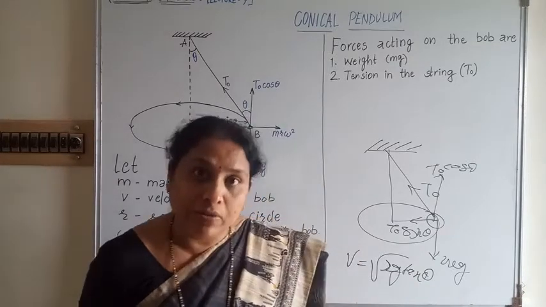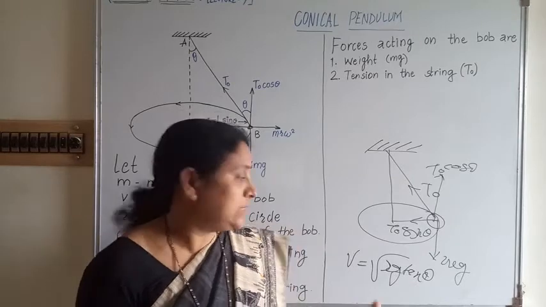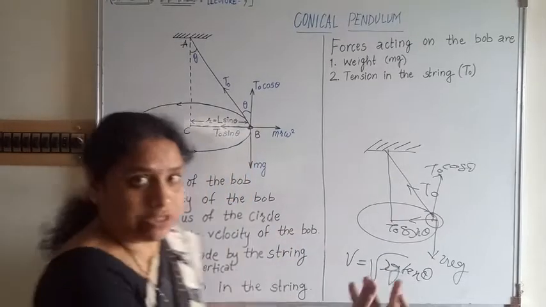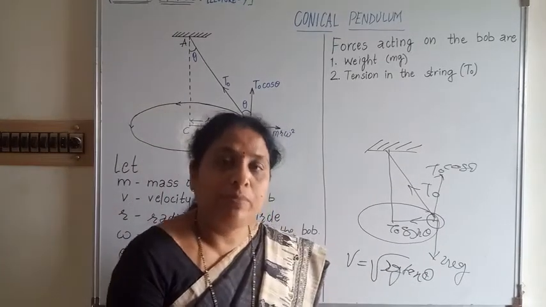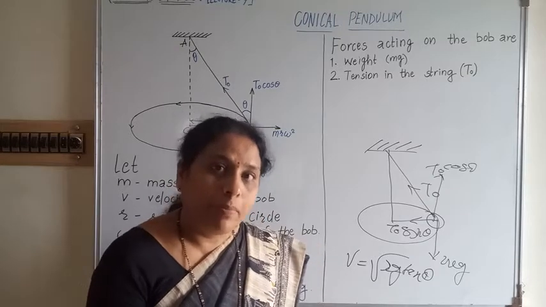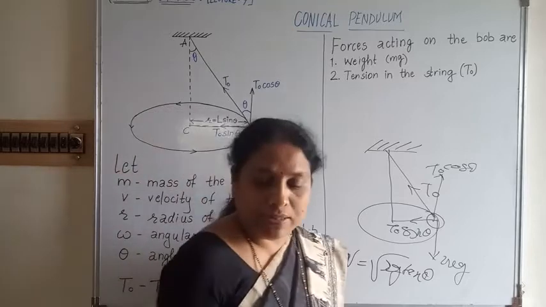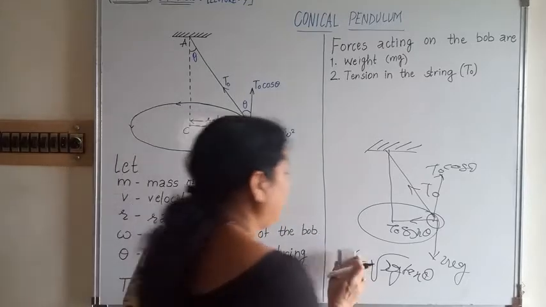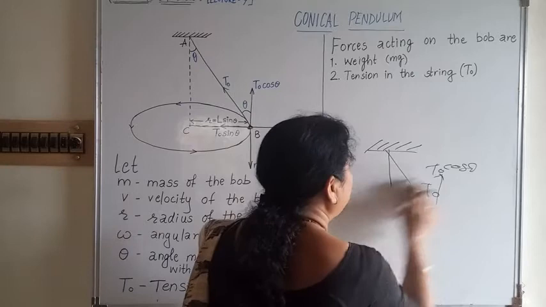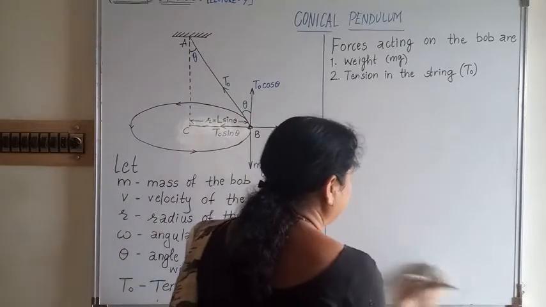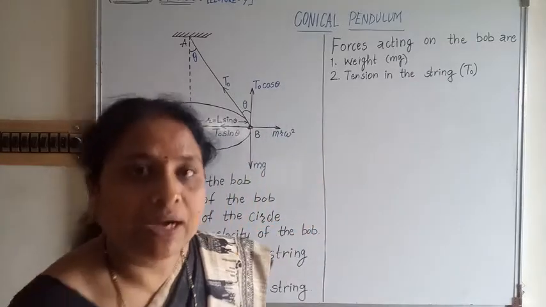But here in your 12th class, you have to obtain the expression for angular velocity of the conical pendulum. Then you have to find the period and the frequency of the conical pendulum. So let us see the expression for that. How to find the period of conical pendulum, how to find the frequency of conical pendulum. For that, I will start the derivation.